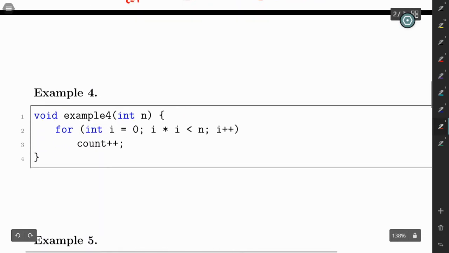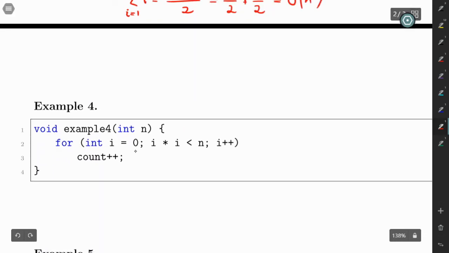Okay, in example 4, we have this single loop that starts from 0, and then we have this interesting terminating condition, and then we just go up by 1. So what we would like to figure out is how big can I be before this loop has to quit, which would tell us how many iterations it can run for.